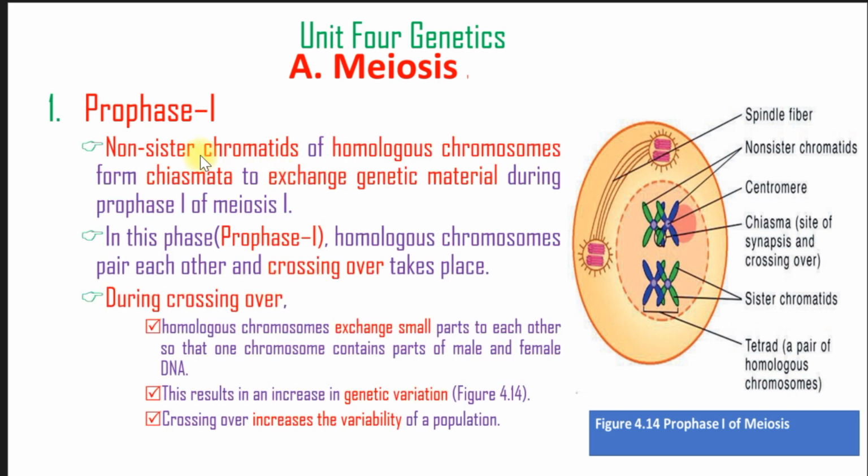The other point: the sister chromatids of homologous chromosomes form chiasmata. Sister chromatids of homologous chromosomes form chiasmata to exchange genetic material during prophase I of meiosis I.